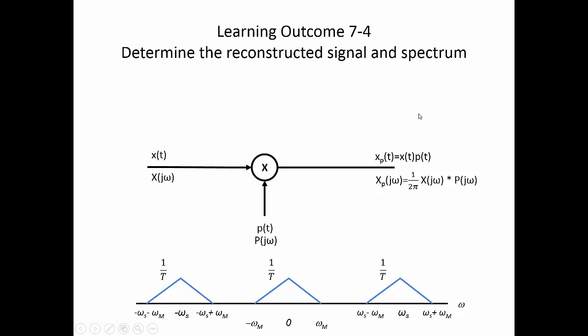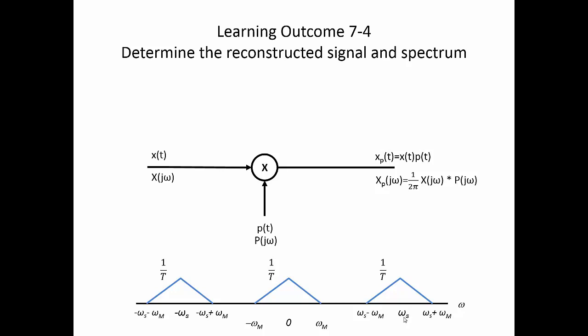Hopefully by now, the fact that sampling is multiplication of a signal in time with an infinite pulse train is a concept you're getting used to. And hopefully you now are realizing that the spectrum that comes out from it is periodic and takes our initial spectrum and repeats it every omega s units apart.